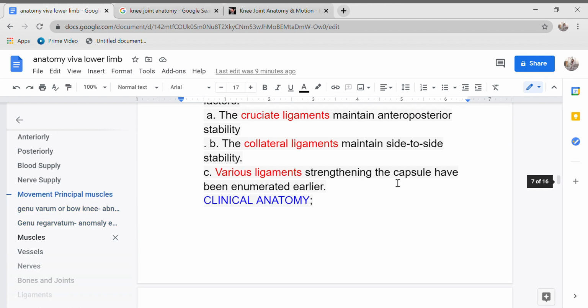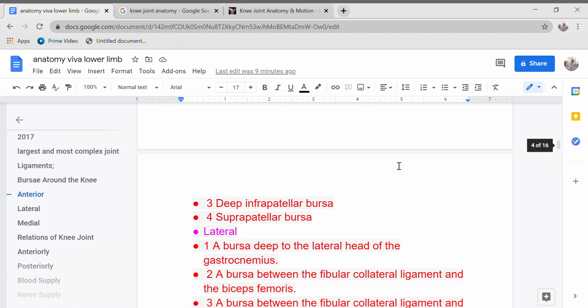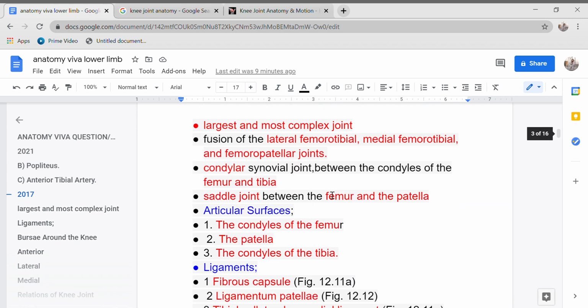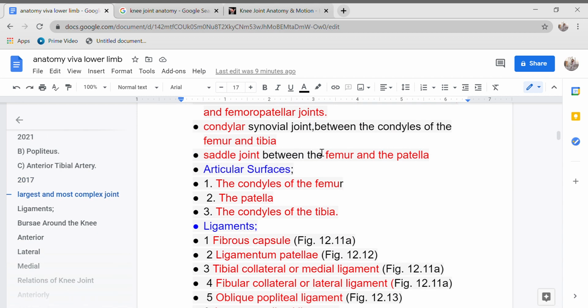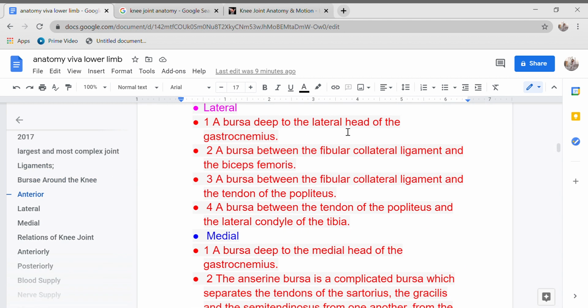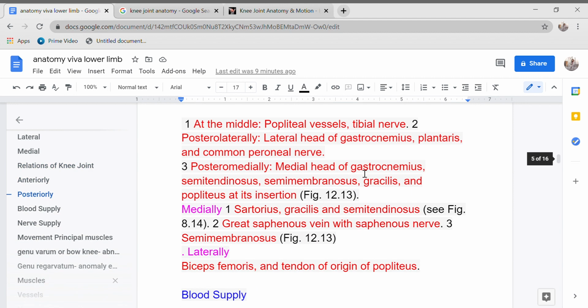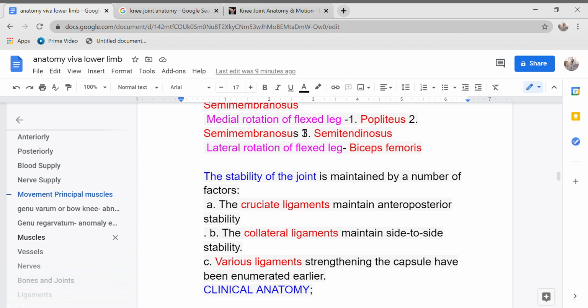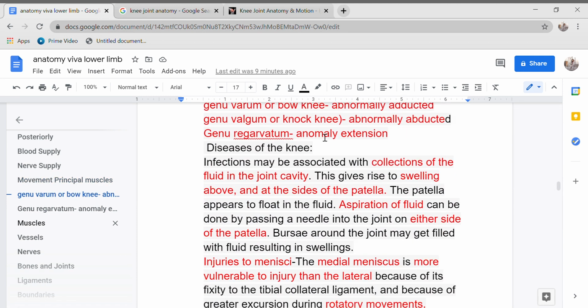So we have seen the knee joint, like a diagrammatic view. You have seen the articular surfaces, general introduction, type, what are the ligaments in them, what are the bursae, and what are the relations. We have seen the blood supply, the nerve supply, movements and the muscles producing those movements, stability, and the clinical anatomy of the knee joint.